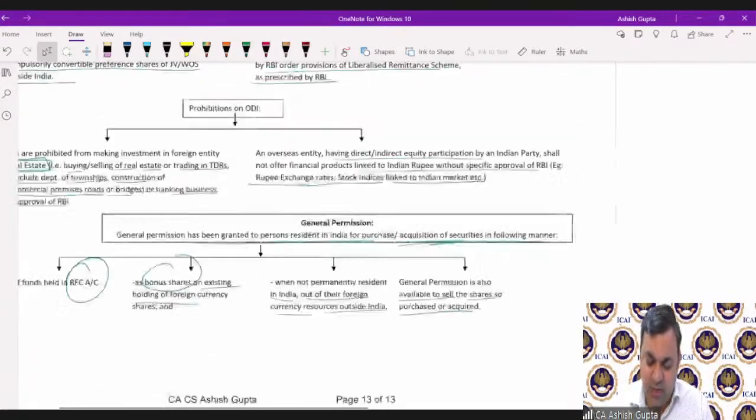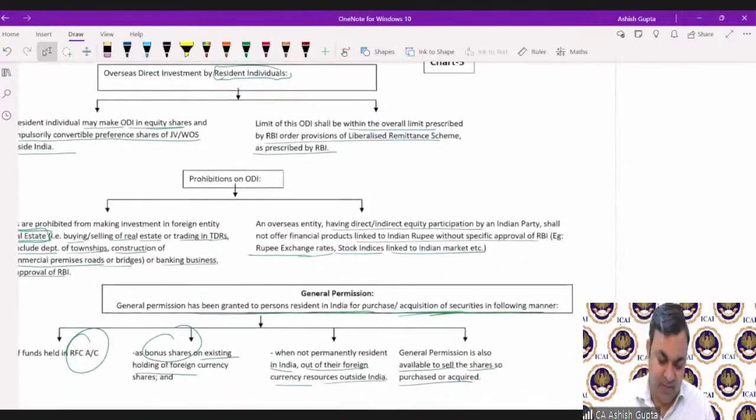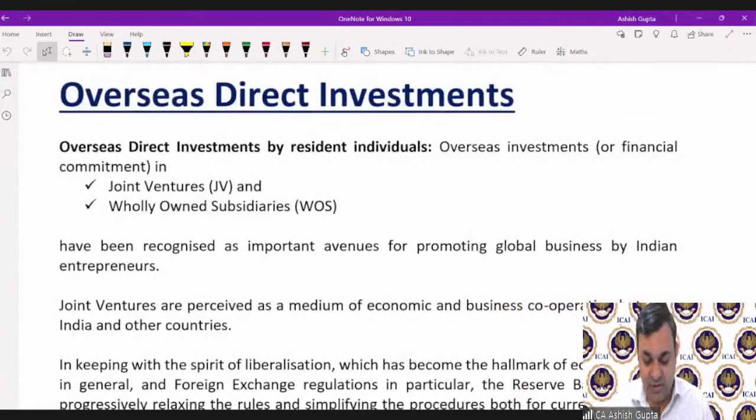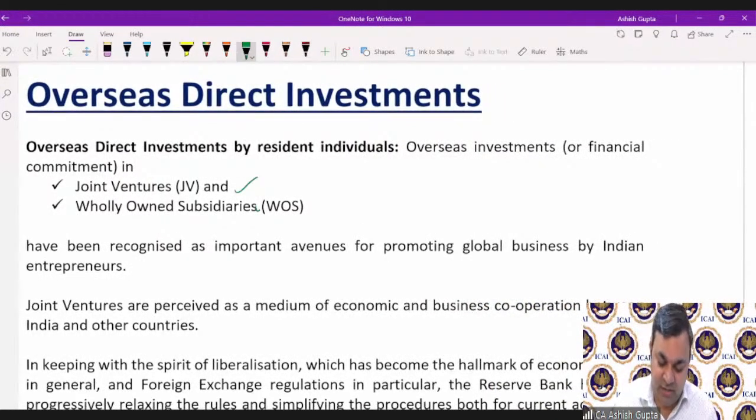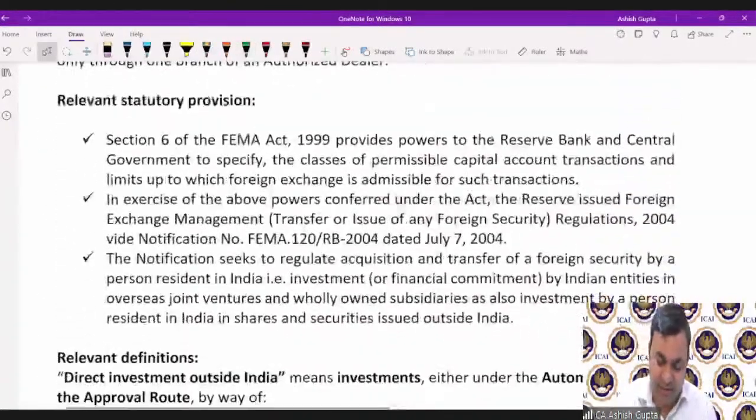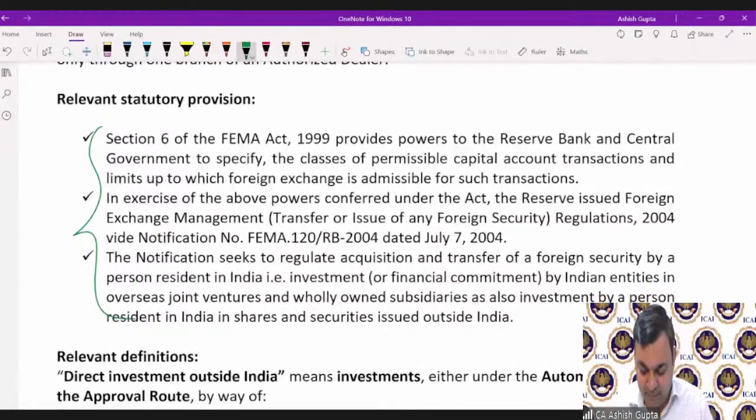So that's all about the ODI part. And this is the theoretical part. Udit, you need to search, right? ODI, that is joint venture, wholly owned subsidiaries. We already checked this one. The relevant provision is FEMA. FEMA allows for this one.